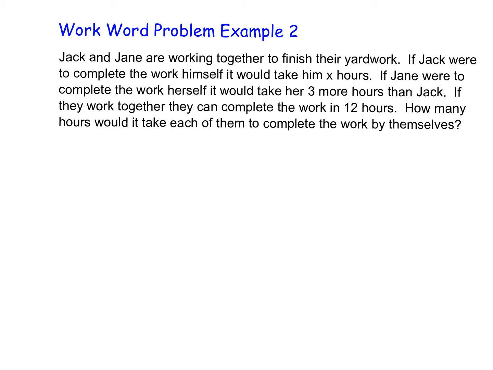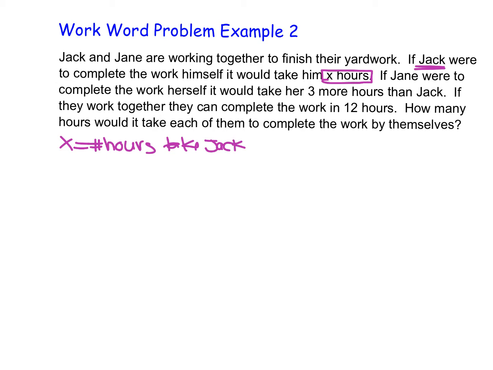This example says that Jack and Jane are working together to finish their yard work. If Jack were to do the yard work by himself, it would take him X hours. So what we're noticing here is we don't actually know how many hours it would take Jack. We're using a variable to represent that. So let's make a note that X equals the number of hours it will take Jack. And this is something we're probably going to have to find later on.